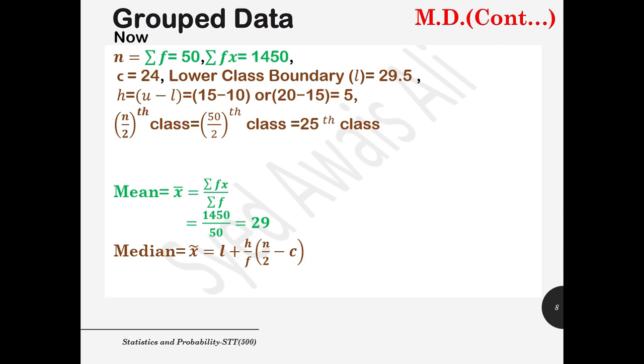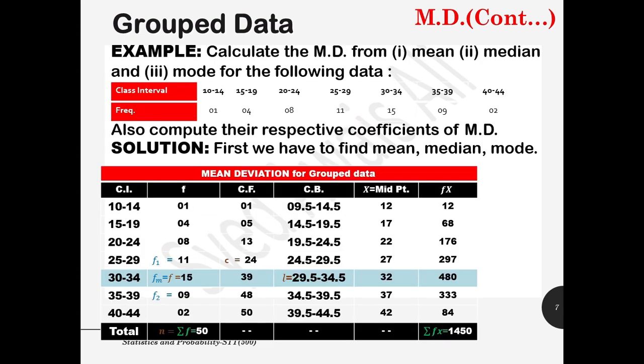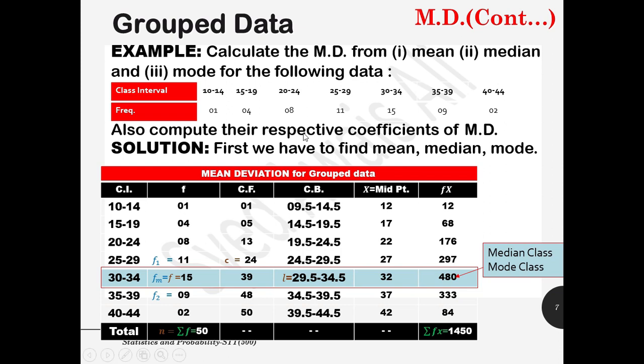So n by 2 is 50 by 2, because n is equal to summation f, that will give you the 25th class. So now we have to find the 25th class from our previous slide in the table. In our C.F. column we have 24 elements till this class interval, then we have 39 elements in this class interval. So we have to find for 25, that will lie in this class interval. So this class will be the median class.